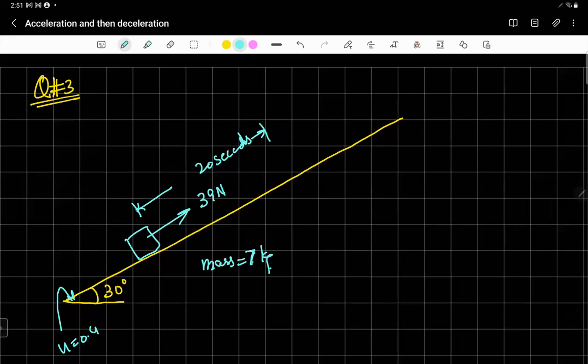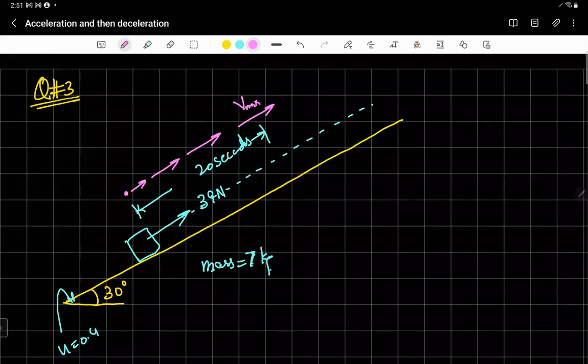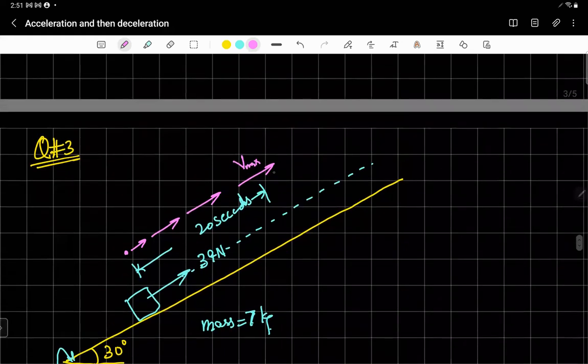And then it stops acting. It might be a string. This force might be acting through a string which snaps after 20 seconds, or by any means it doesn't act after 20 seconds. So what will happen to this 7 kg mass? It will accelerate in the upward direction. Its velocity will be maximum after t is equal to 20 seconds. And then when the 39 Newton force finishes off, stage 2 of its motion will begin.